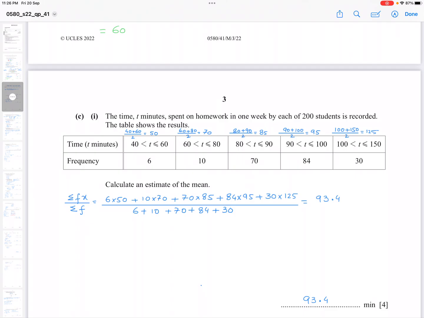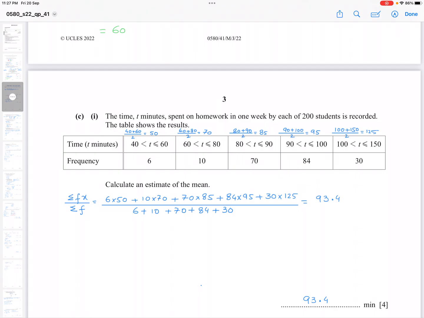There is no middle value written, so you have to calculate the mid value of each class. So 40 plus 60 divided by 2 will give you 50. Then in the second class, 60 plus 80 divided by 2 is 70. Then 80 plus 90 divided by 2 is 85. 90 plus 100 divided by 2 is 95. And the last class, 100 plus 150 divided by 2 is 125. So you got all the mid values. Now you can multiply frequency by x, and that x is your mid value.